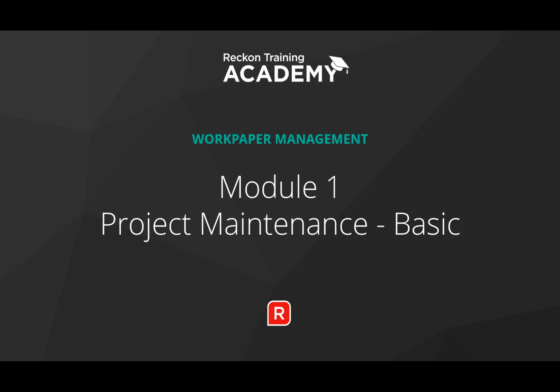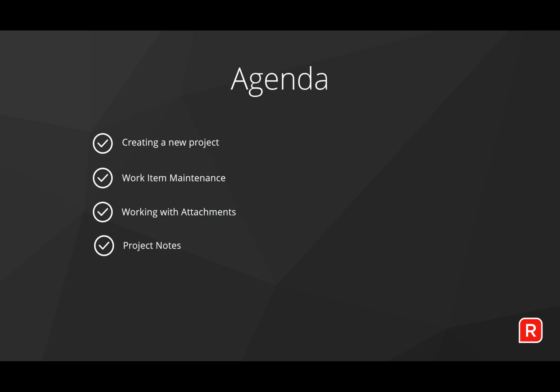Welcome to Module 1 of the Workpaper Management Training Program. This module will cover the basics of project maintenance, including creating a new project, work item maintenance, working with attachments, and working with project notes. This session is designed for end users and is designed to be watched in conjunction with the Module 1 workpapers.